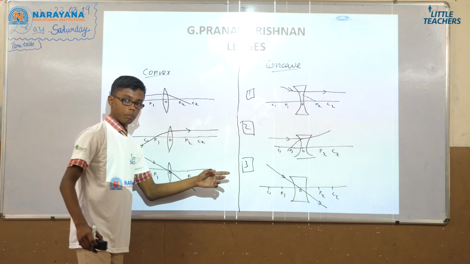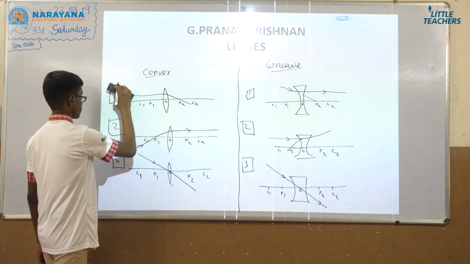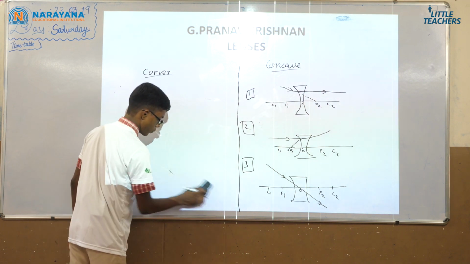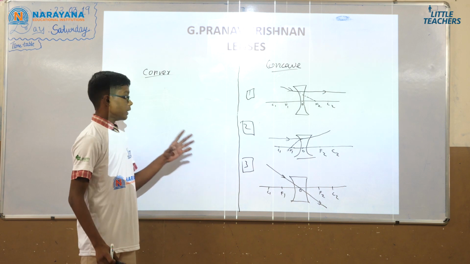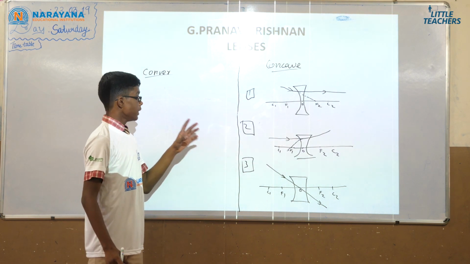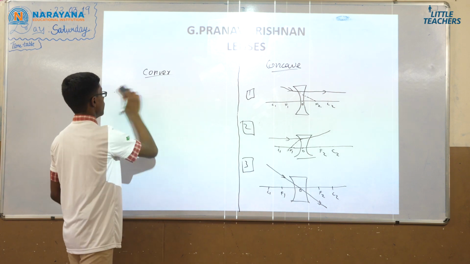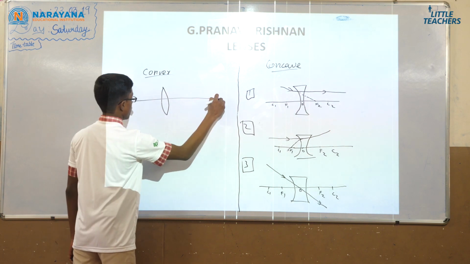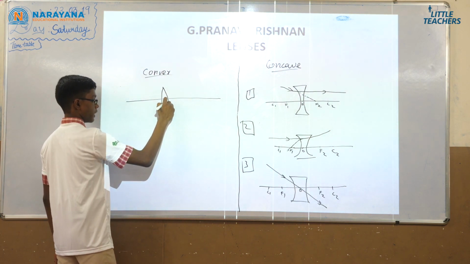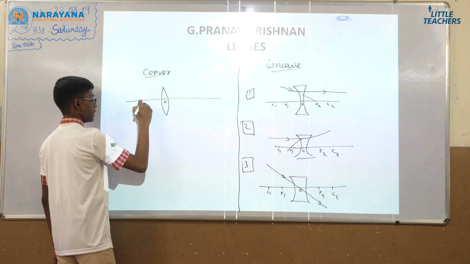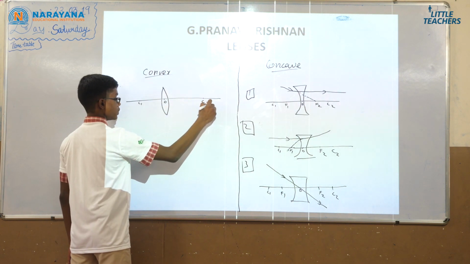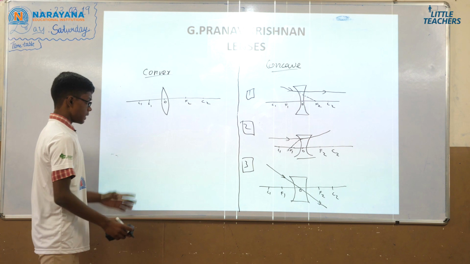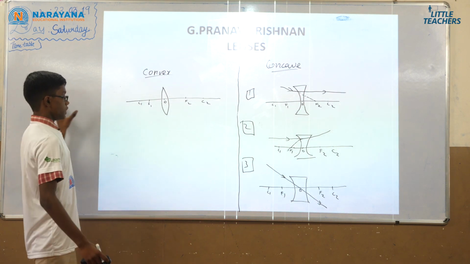And now let's go into the topic formation of images by lenses. But before going into this topic, we must know one thing. The point where the refracted rays meet, the image forms there. So let's take the case of convex. Take a convex lens with its principal axis, optical center, center of curvature 1, center of curvature 2, focus 1, and focus 2. Now consider an object is at the position of infinity.